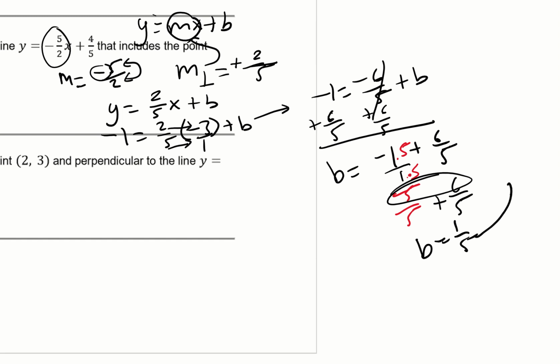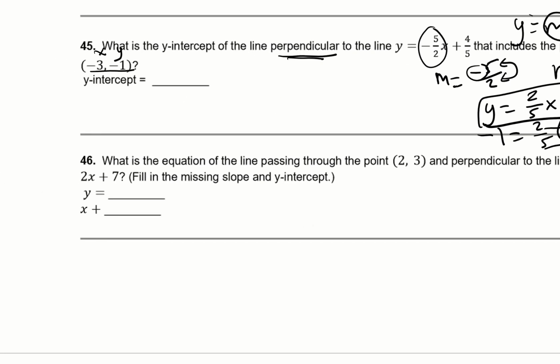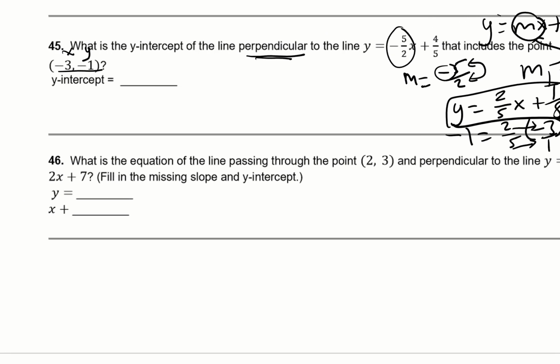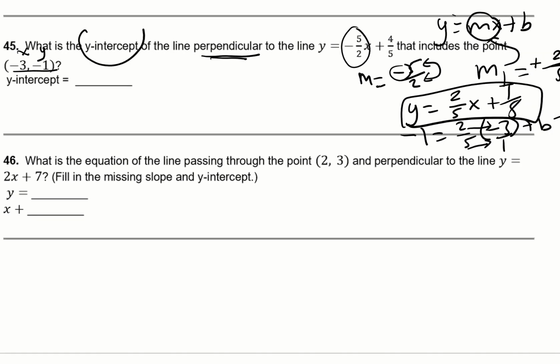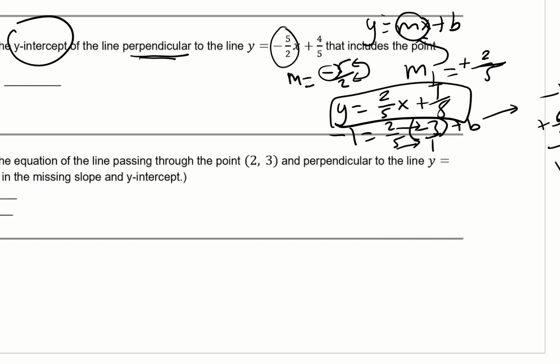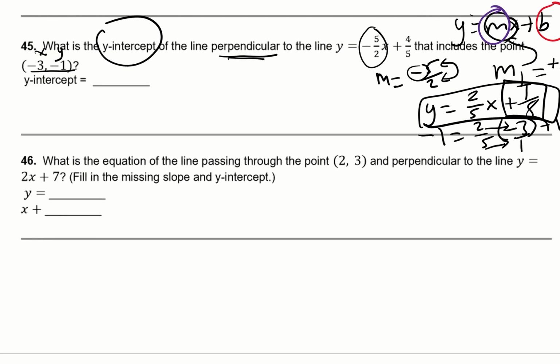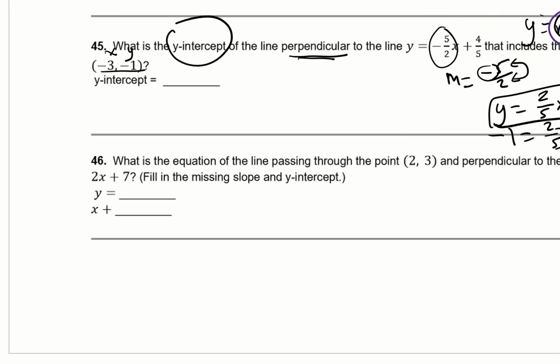So we can plug this back in for b here. So let's replace it. We get 1/5 for our equation. So y equals 2/5 x plus 1/5. Now they want the y-intercept. So the y-intercept of the equation is 1/5. Remember that in the slope-intercept form, the y-intercept is b and the slope is m. So they want the y-intercept, which in this case is 1/5.